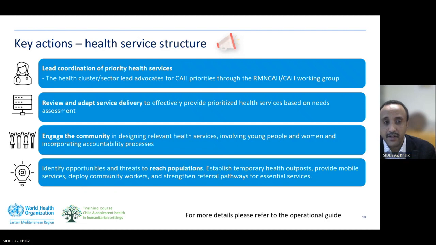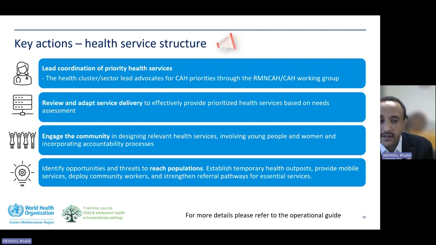We need to make sure that the cluster, the health sector leads, are coordinating and advocating for child and adolescent health priorities. And this is usually done through the working group that we proposed earlier in the coordinate module, to have either an RMNCH or CH working group. We need also to review and adapt the service delivery because, as we said, we need the service delivery contents and platforms and modalities to be fit for the purpose.